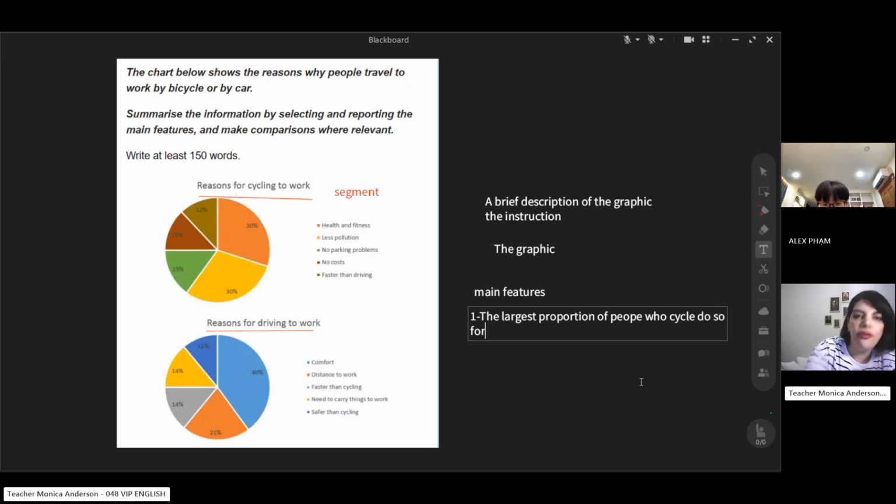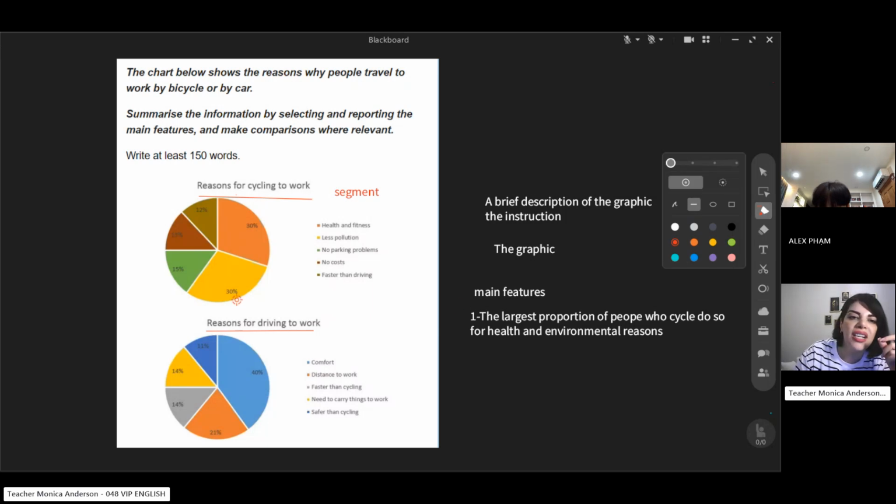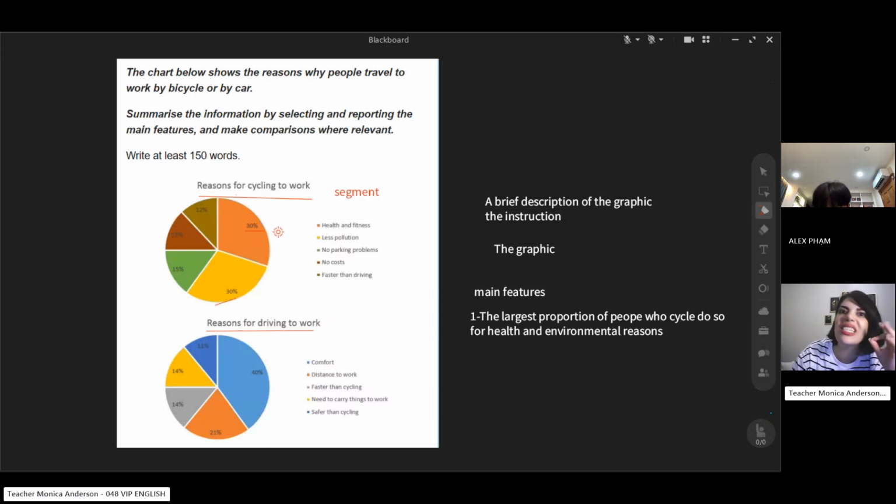so first for health and fitness. The second one, I need to paraphrase. So I can say less pollution, but maybe some environmental reasons. Do you agree? Yeah, so I can say, why not? I mention both of them because we have the same. Do you remember similarities? Because they're the same, I had to mention both of them.